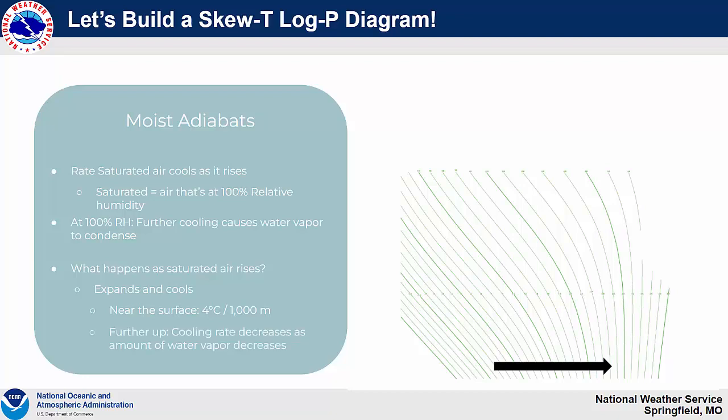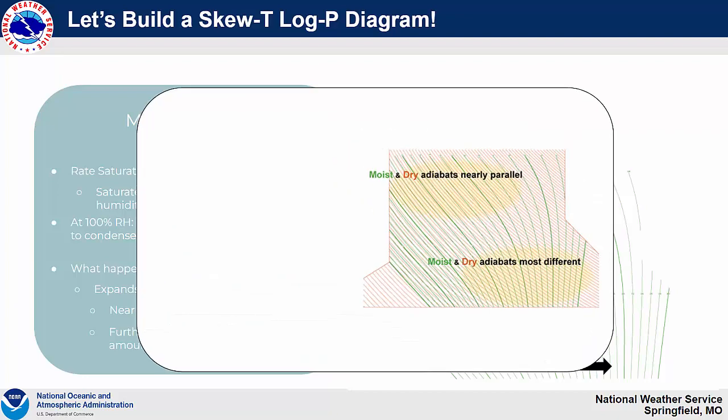However, as you go further up into the atmosphere, that cooling rate is going to start decreasing because the amount of water vapor is going to start decreasing as it gets condensed into a liquid. So comparing the moist and dry adiabats, remember the dry adiabats are those curved orange lines and the moist adiabats are those green lines. Near the surface, the moist and dry adiabats are pretty different. However, as you go up into the diagram, they start becoming nearly parallel. And this is because once you get to very cold air, it's not going to have much water vapor because it's been condensed into a liquid or deposited into a solid.